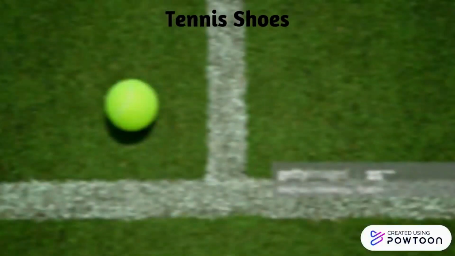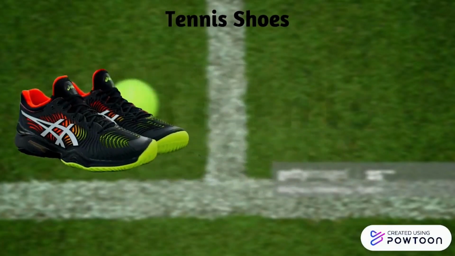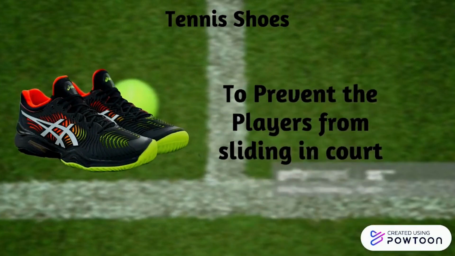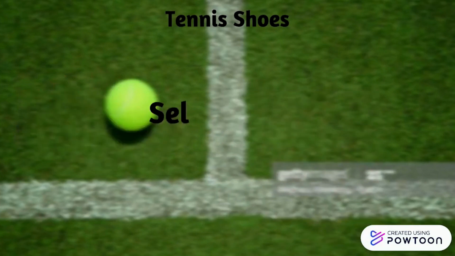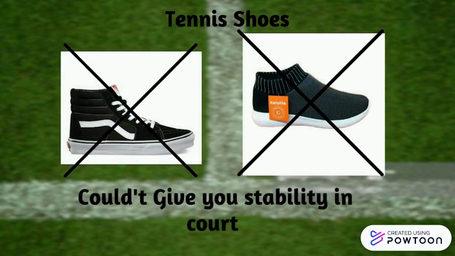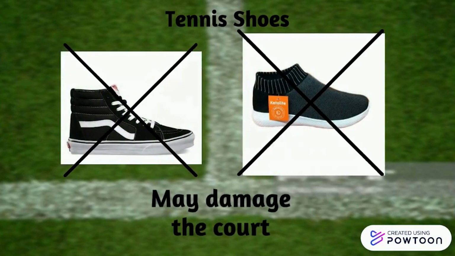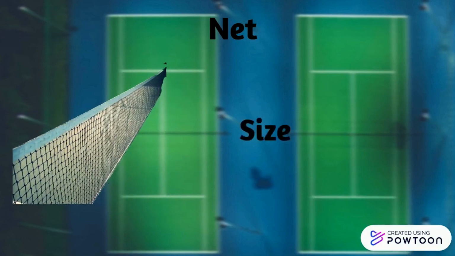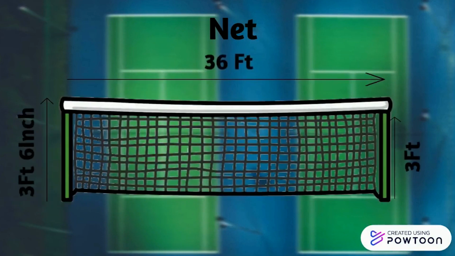Next is tennis shoes. This is an example of tennis shoes. Tennis shoes are very important to give you stability and to prevent the player from sliding on the court. Selection of the shoes. This is an example of shoes that could give you stability and may damage the court. Next important equipment is the net. This is an example of the net that we use in tennis. The size. As we can see, this is the size of the net that we use on the tennis court.